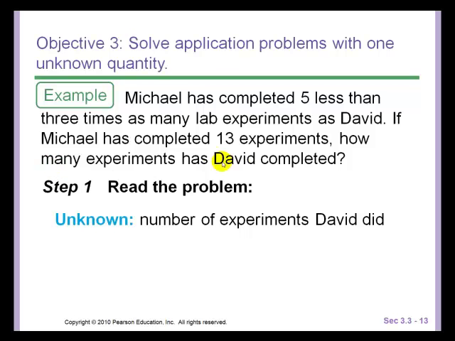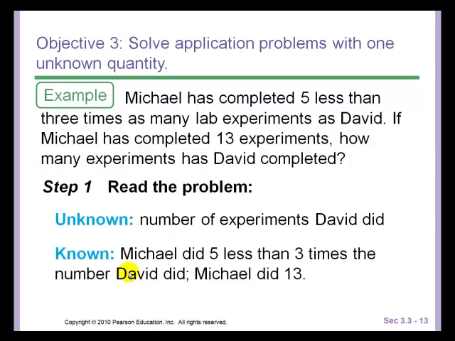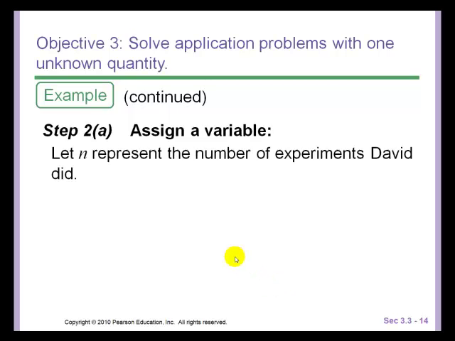How many experiments has David completed? The known is that Michael did 5 less than 3 times the number David did. We also know that Michael did 13. Assign a variable. Our unknown was the number of experiments David did, so we will let n represent that.